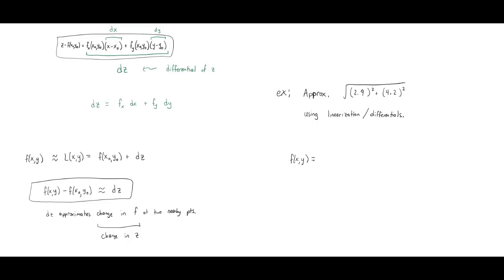Okay. Well, what we're trying to approximate looks like it's coming from a function like this: f of xy is the square root of x squared plus y squared. So in other words, they're asking us to approximate f at the point 2.9 and 4.2.